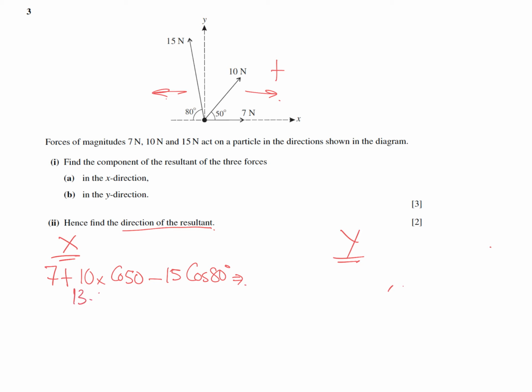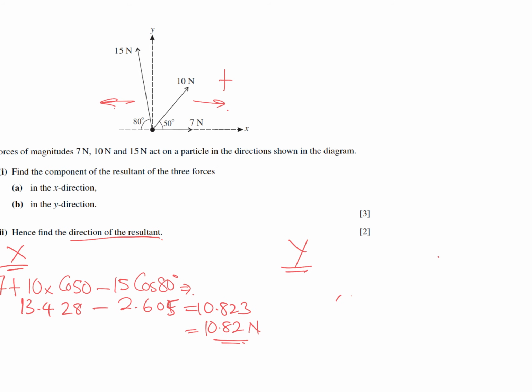is 13.428 minus 2.604 or 605, which is 10.8823, and write it as 10.82 Newton. Okay, so that's for the x direction.